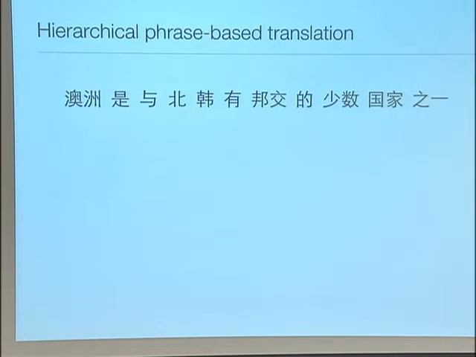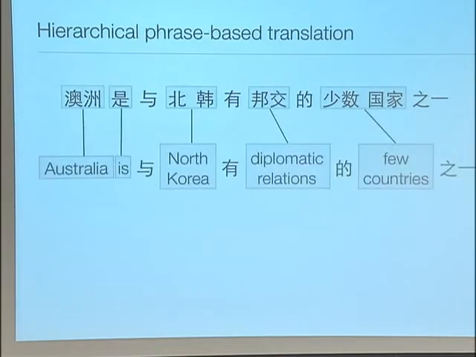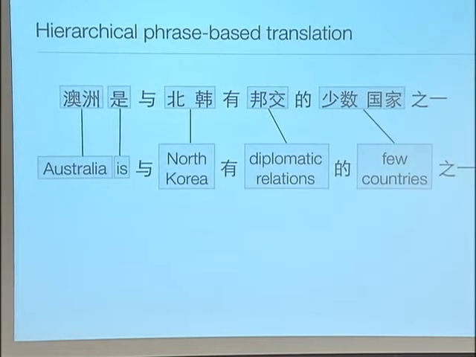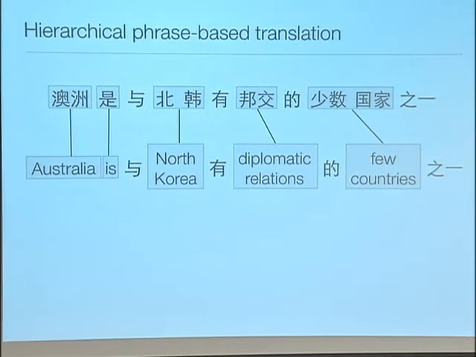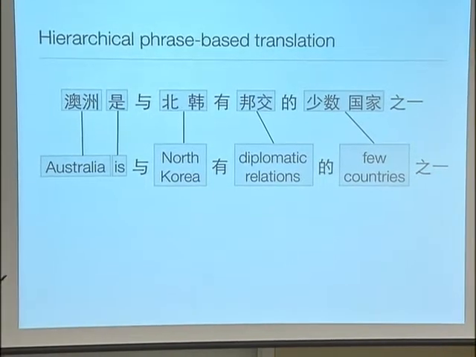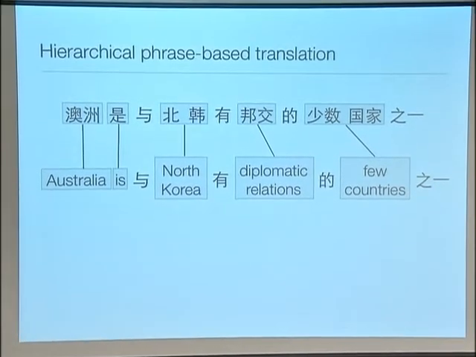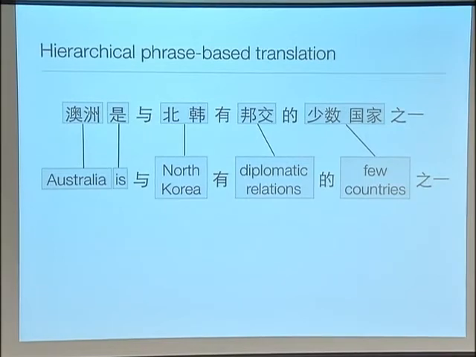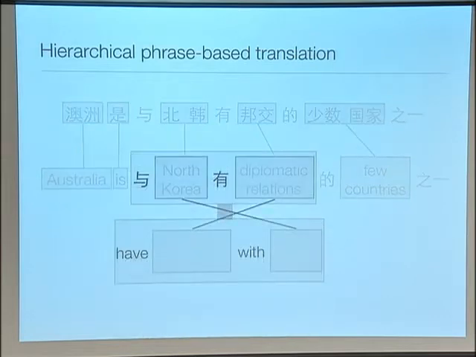The translation system has a number of rules, some of which look like this. So we might bring in a rule that translates Alzo into Australia, sure into this is, sure into is, this into North Korea, and so forth. We translate some of the words, but not others. And then the key difference between this system and the systems that came before it is we have these hierarchical rules. And these are rules that can apply to the result of using other rules.